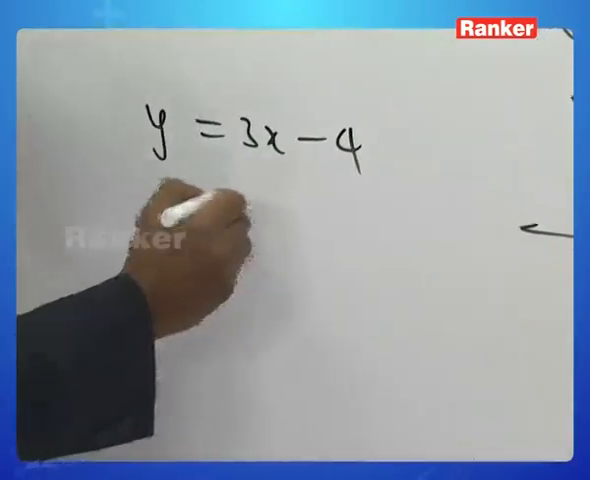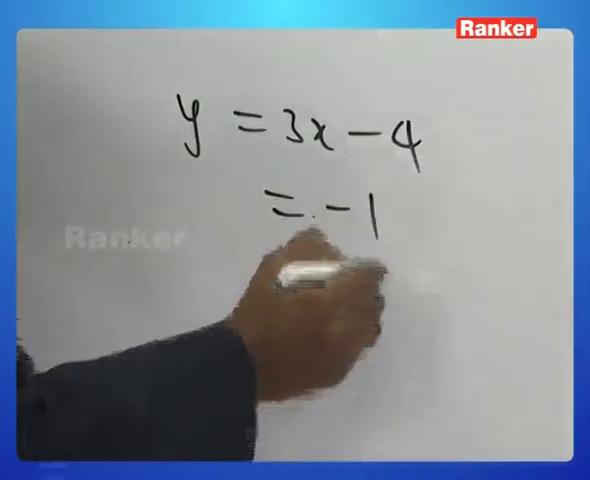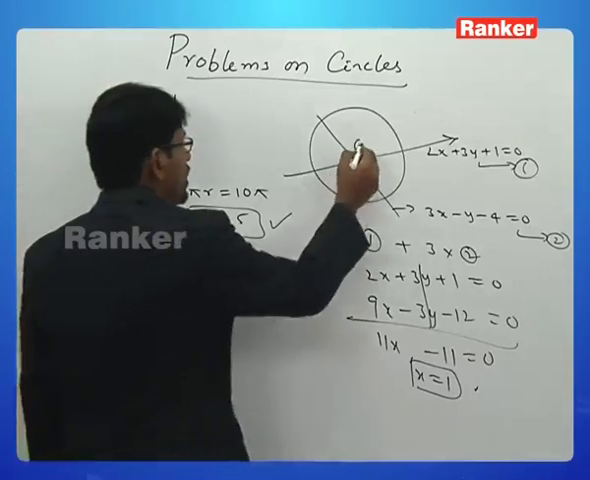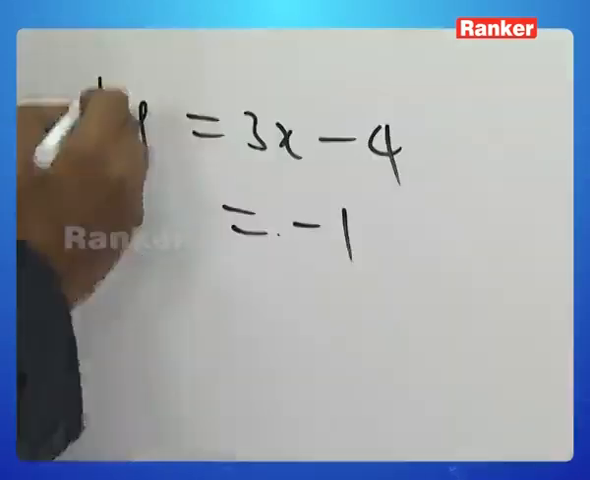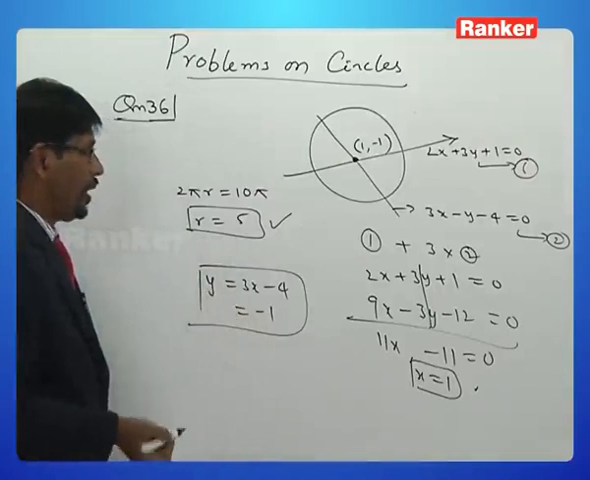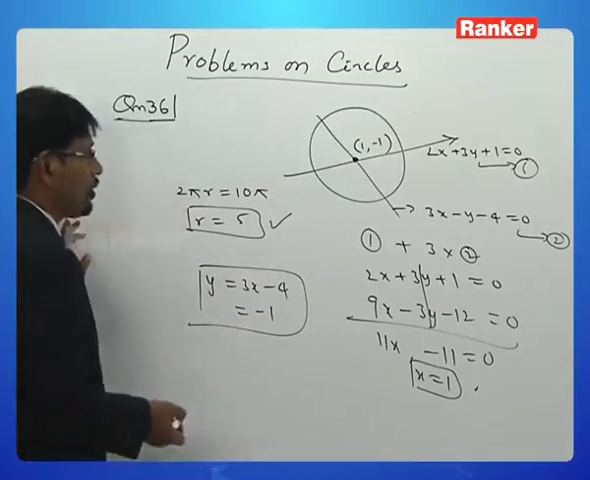So that is 3 into 1 minus 4, that makes it minus 1. So y is minus 1. So clearly the center is 1 comma minus 1. X is 1 and y is minus 1, and the radius is 5 units. That we have already found.